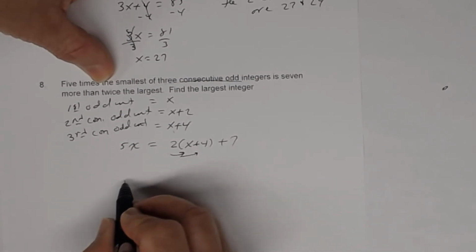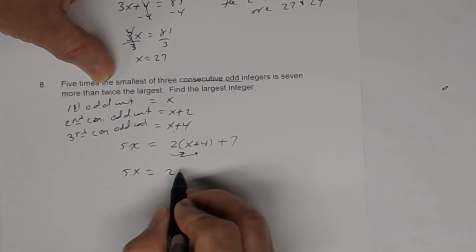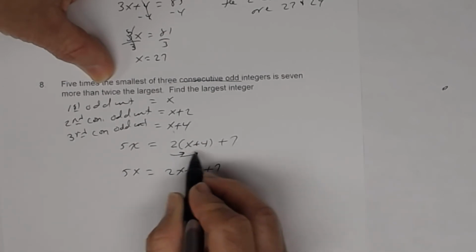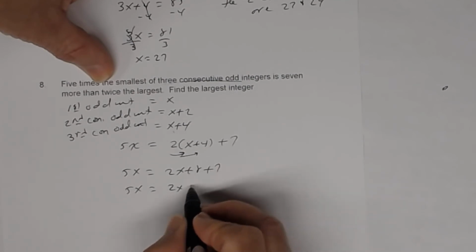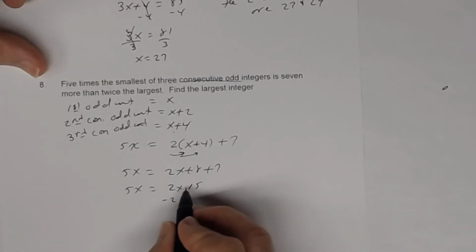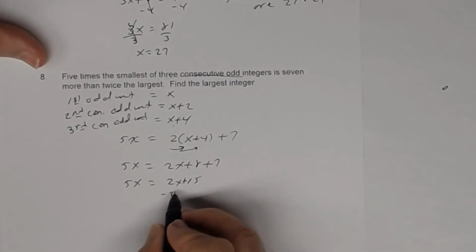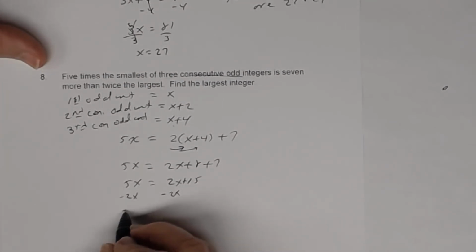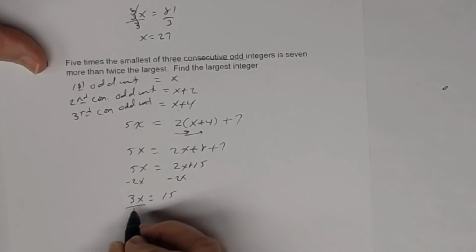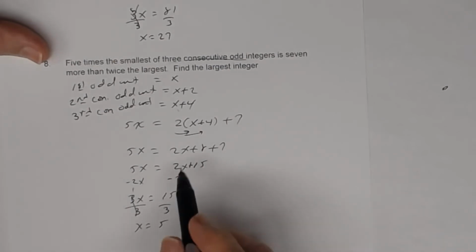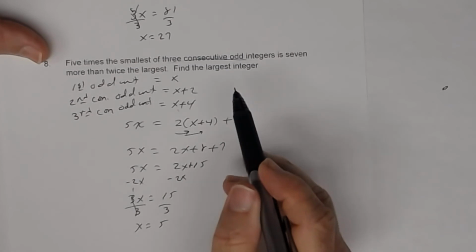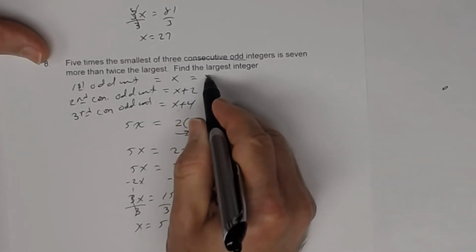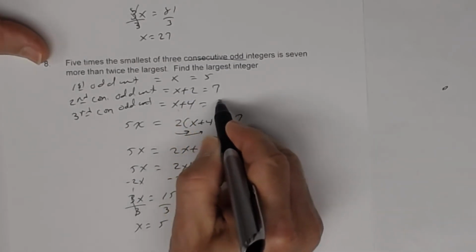Let's go ahead and solve this. So I get 5x equals 2x plus 8 plus 7, right? Combining like terms, I get 5x equals 2x plus 15. Subtract 2x from both sides. I get 3x equal 15. Divide both sides by 3. I get x to be 5. Now be careful. Let's still go ahead and find out what those 3 integers are, and then we'll answer the question. So x is 5, right? The next one is 7, and the next one is 9.